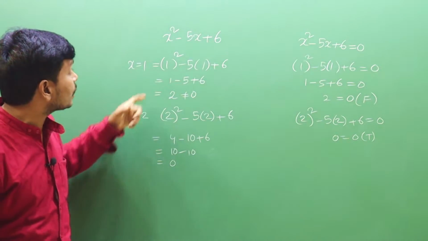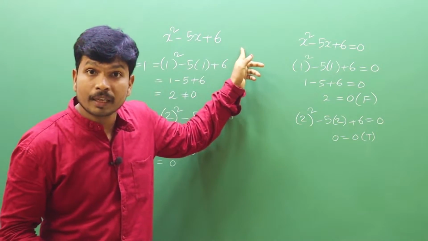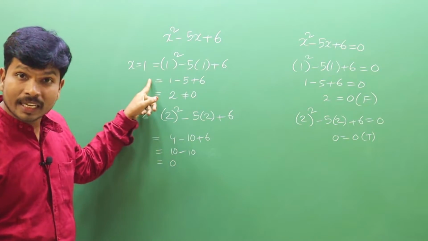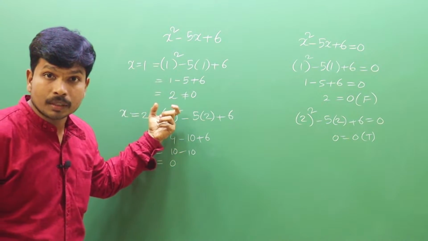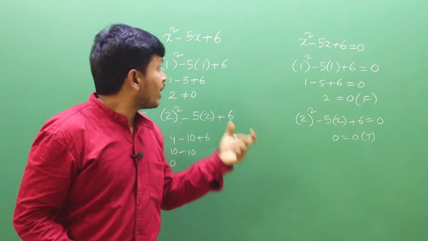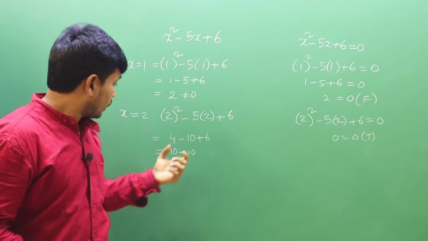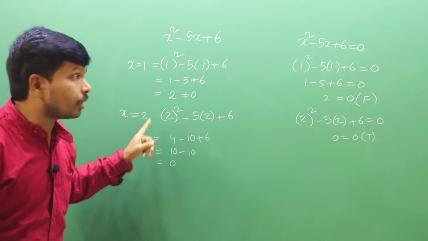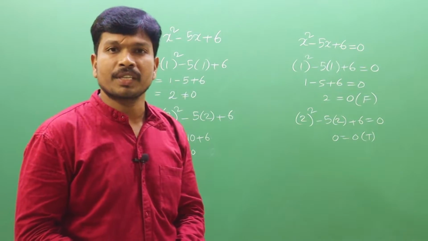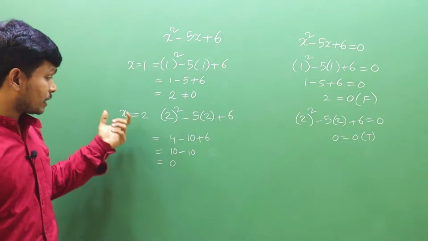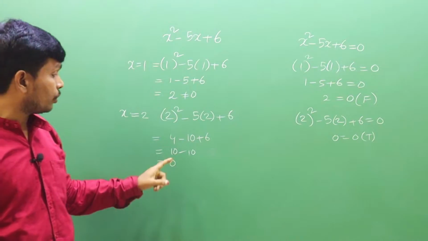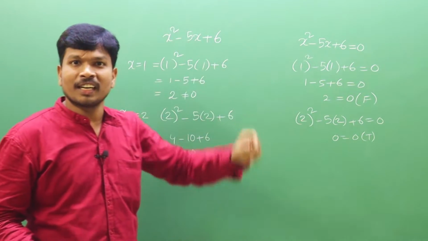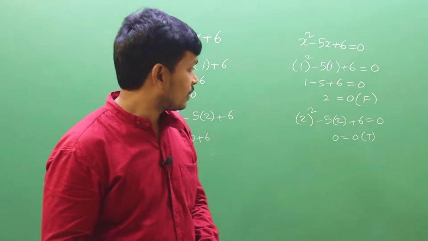When we replace x by 2 in this quadratic expression, it becomes 0. When we substitute x equal to 1, it becomes 2. The value of this expression at 2 is 0. That is called a zero of this expression or polynomial. When I substitute x value 2, we got 0. Therefore 2 is called a zero of the expression x square minus 5x plus 6.